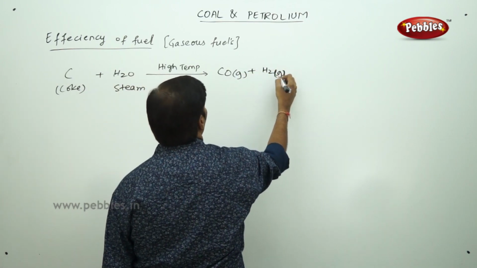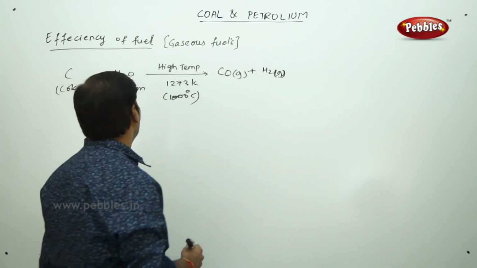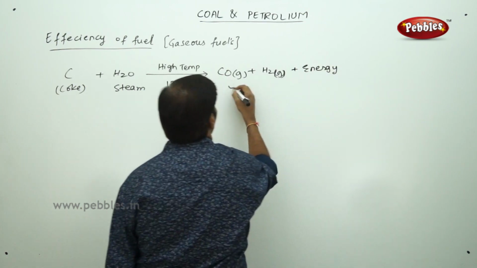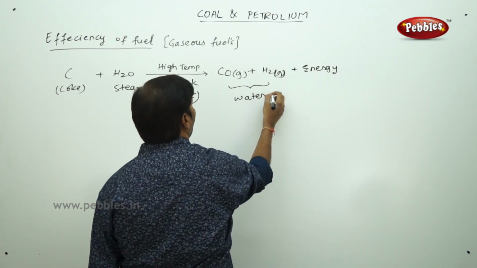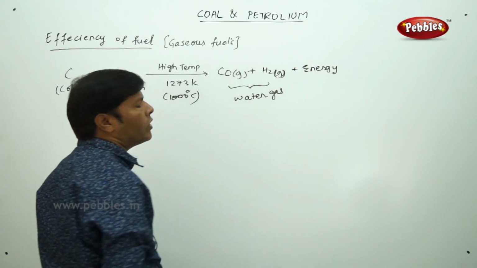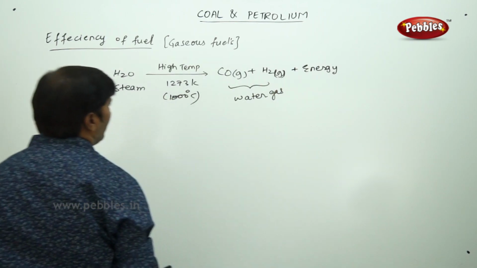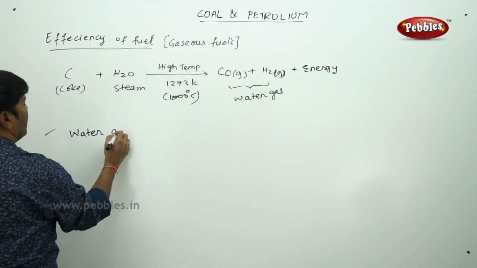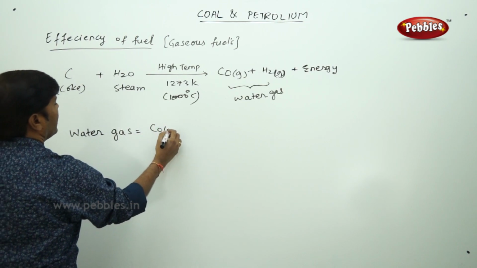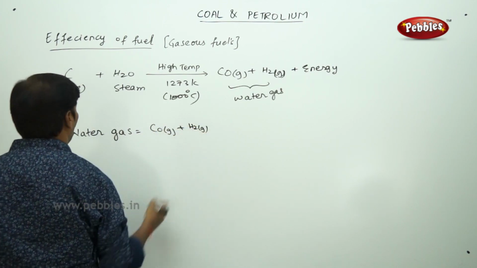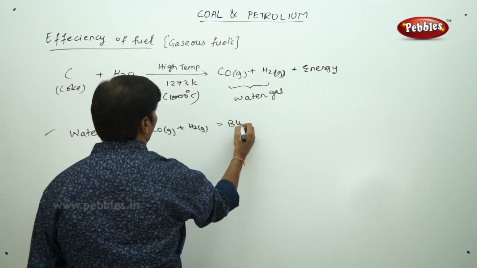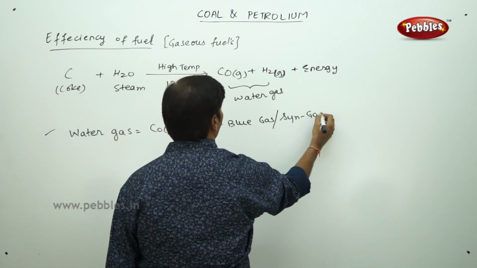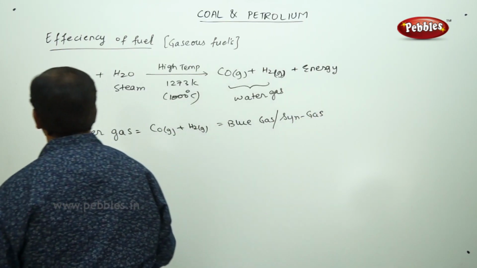You are going to get a mixture of carbon monoxide gas plus H2 gas, and of course, a little amount of energy is also released. This mixture we call water gas. Water gas is a mixture of carbon monoxide gas plus H2 gas. Water gas is also called blue gas, or sometimes syngas. Its efficiency is very high.